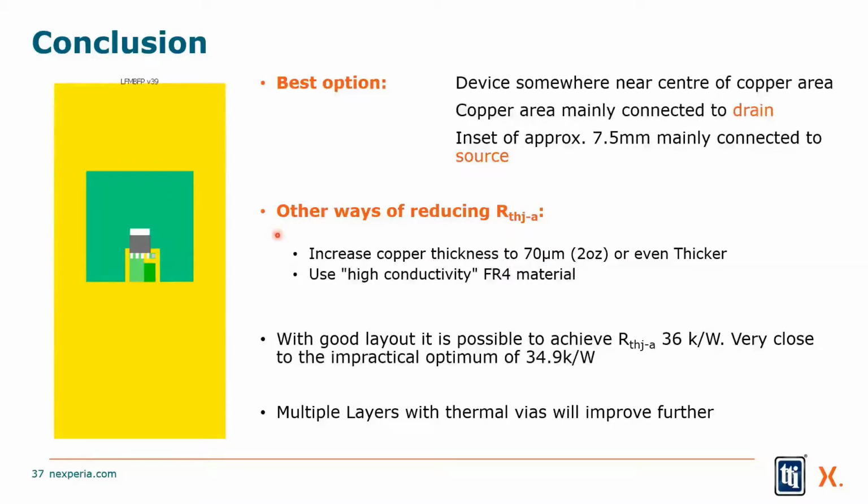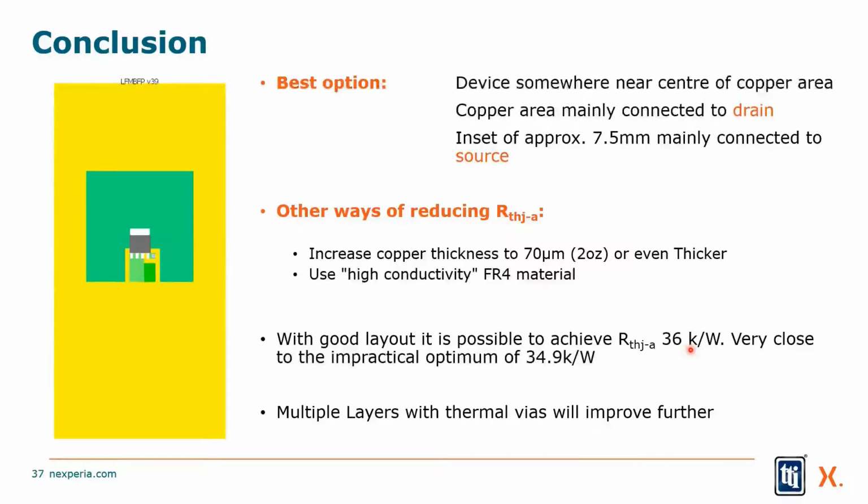Other things I might do, we didn't talk about this in the model, but I might want to increase the copper thickness to put more copper on it. I might want to use high conductivity FR4 material, the epoxy board itself. I want it to flow more heat from the top side of the board to the bottom. What it comes down to is that if I keep working on the layout, I can get my theta JA pretty close to about 36 K per watt.